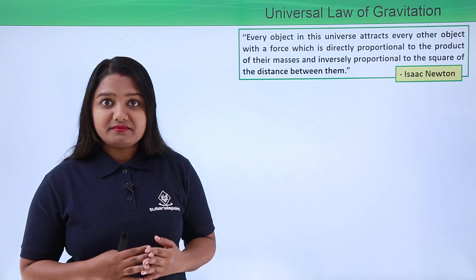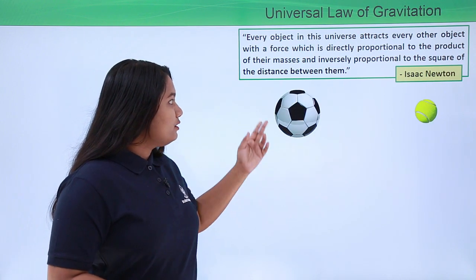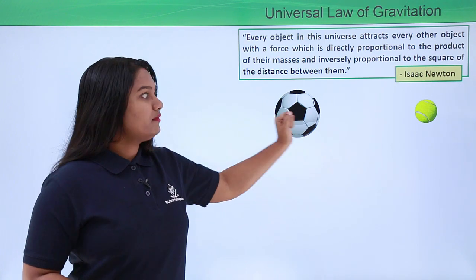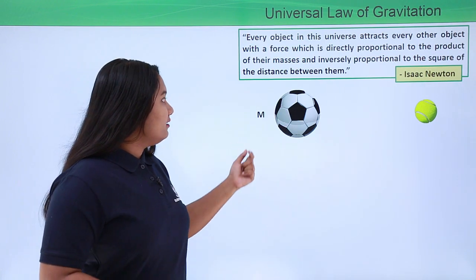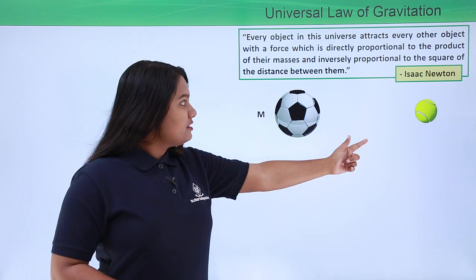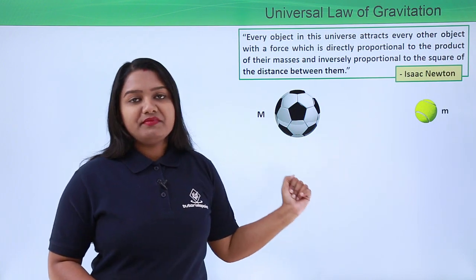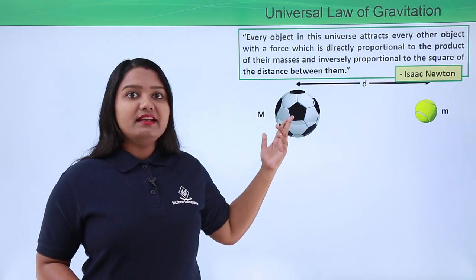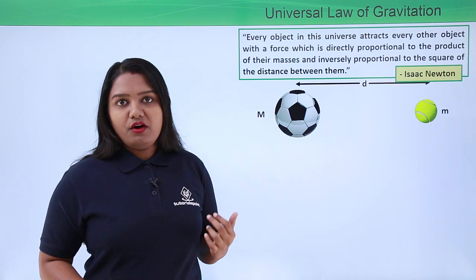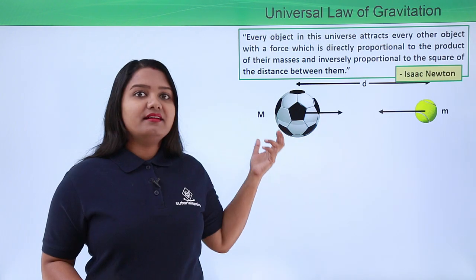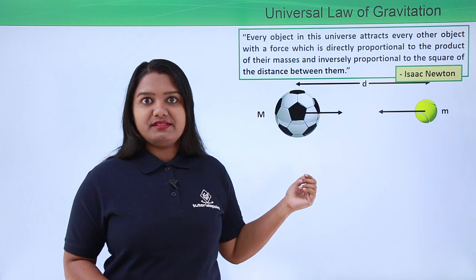between them. Now let's say we consider two balls, a football and a tennis ball. Let's say the football has a mass capital M and the mass of the tennis ball be small m, and the distance of their separation be small d. According to this law, these two balls must attract each other with a certain amount of force.